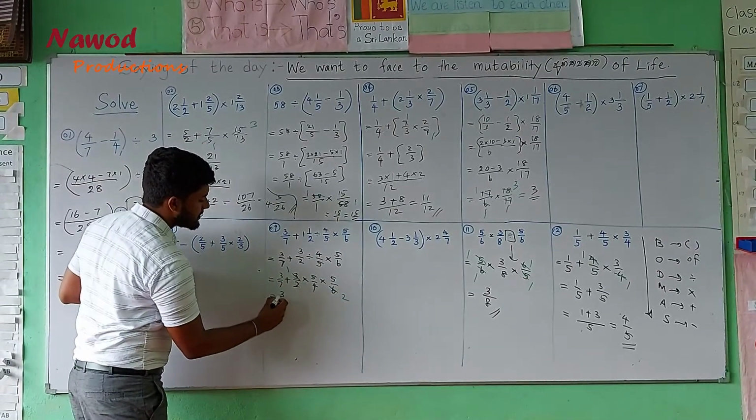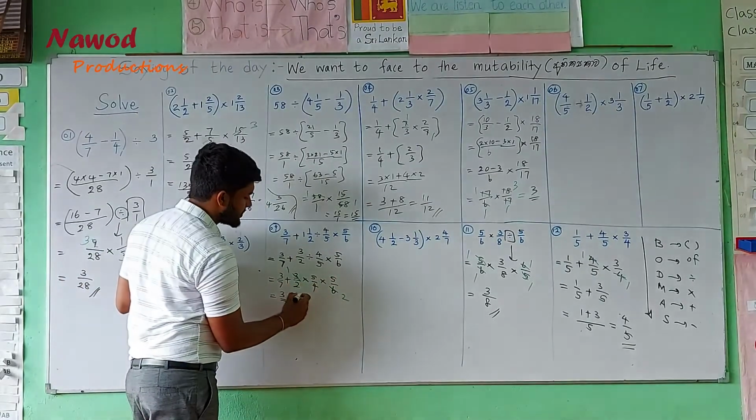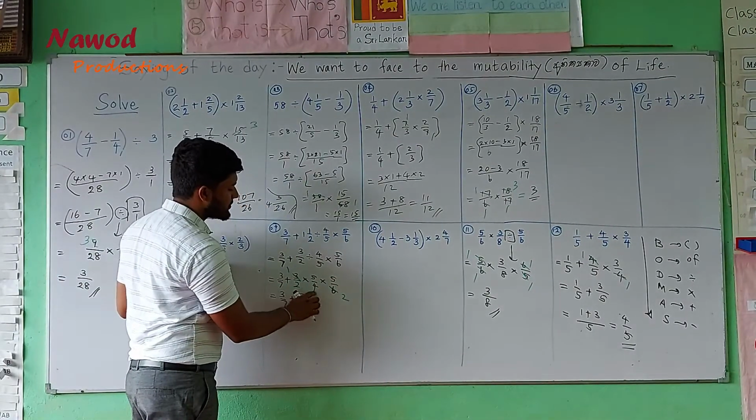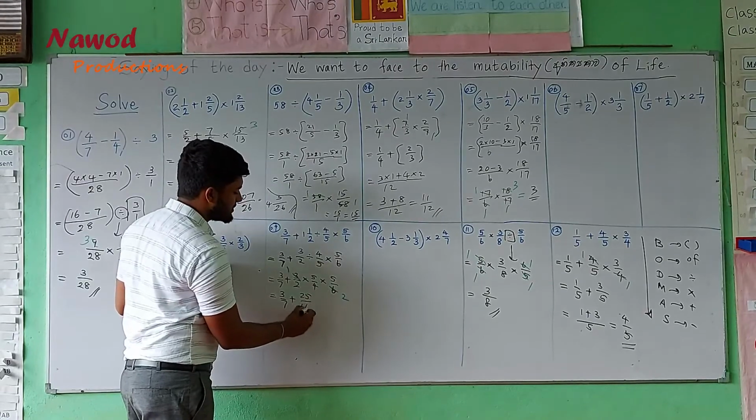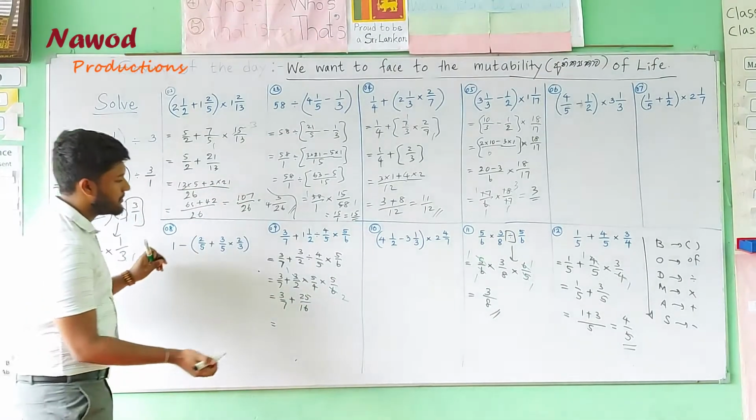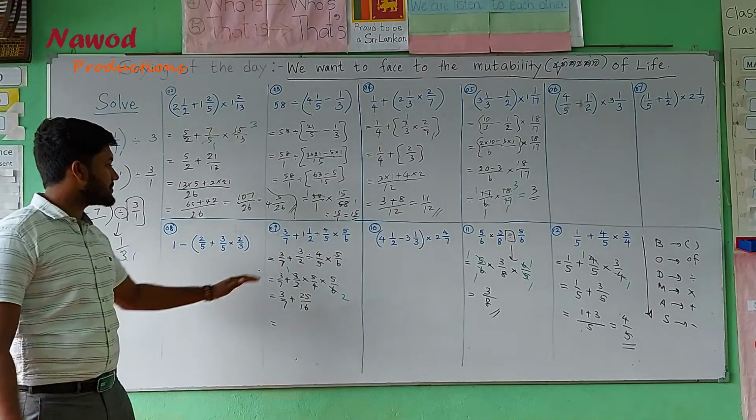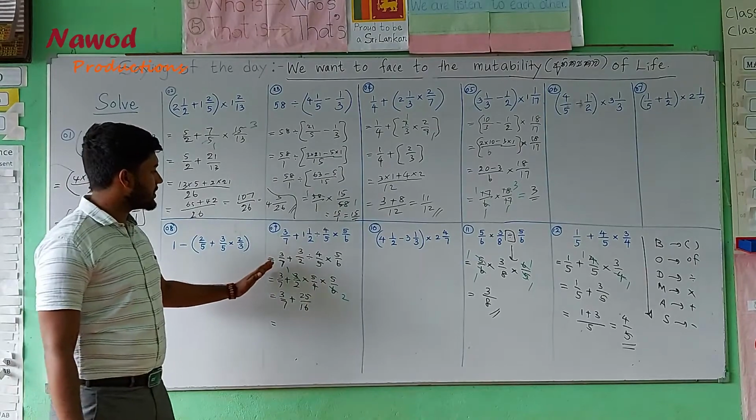Then here 3 over 7 plus 1 into 5, 5, 5 into 5, 20, 5, 2 into 4, 8, 8 into 2, 16. You have to take the common denominator. Yes, 7 into 16. We'll check the steps again. 3 over 7 we got.